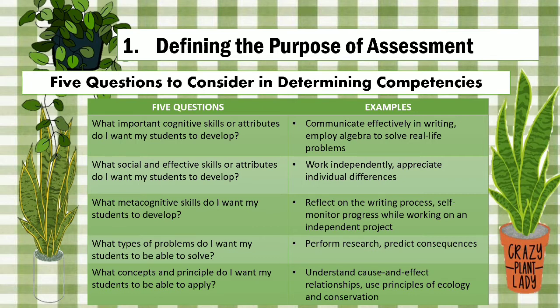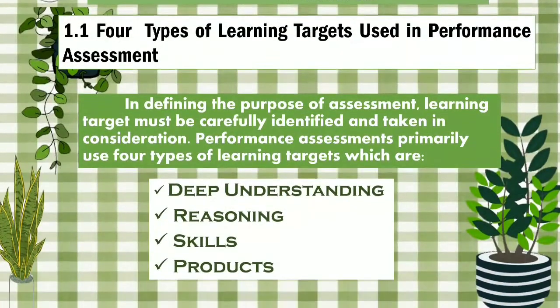Number 4, what types of problems do I want my students to be able to solve? Example, perform research, predict consequences. Number 5, what concepts and principles do I want my students to be able to apply? An example, understand cause and effect relationships, use principles of ecology and conservation.